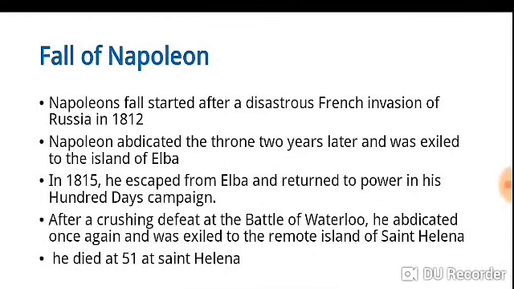When he started pleading for peace with Europe, Europe was not in the mood to forgive him, so they once again united and defeated him in the Battle of Waterloo in 1815, and he was taken to St. Helena as a common prisoner, and there he died in 1823.